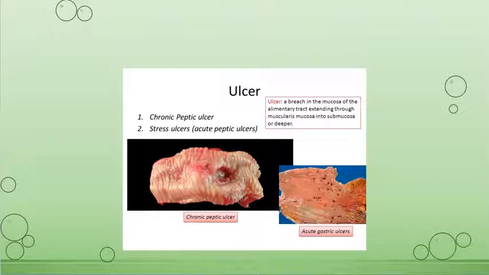These are pictures of a chronic peptic ulcer here on the left. You can see how it has been eaten away into the actual tissue. And then over here are acute gastric ulcers. Do you see the multifocal lesions? All those little black areas are little lesions that are eaten away at the stomach area.